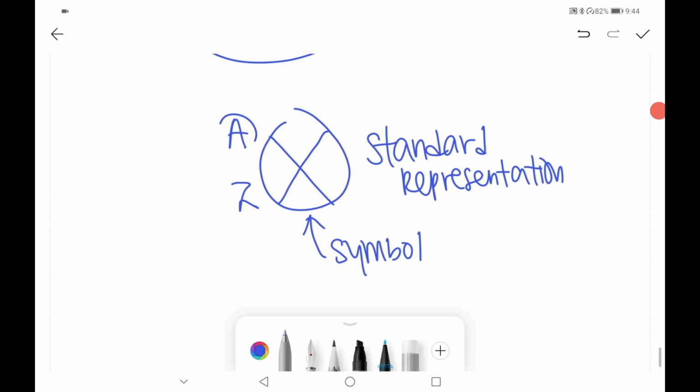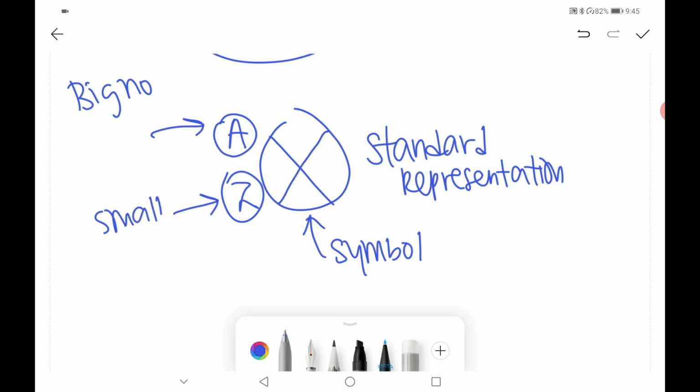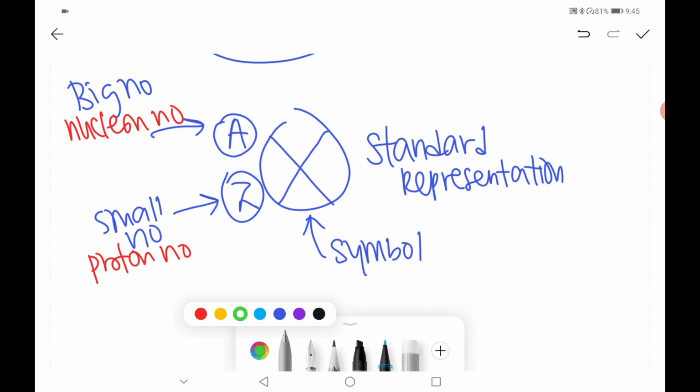So here you have 2 numbers. On top here you have a big number, and at the bottom here you have a small number. If you have forgotten, please revise back your Chapter 2. This big number is called nucleon number. The small number is the proton number. So how to get the nucleon number? Nucleon number is the proton plus neutron. Proton number is the amount of proton you have.